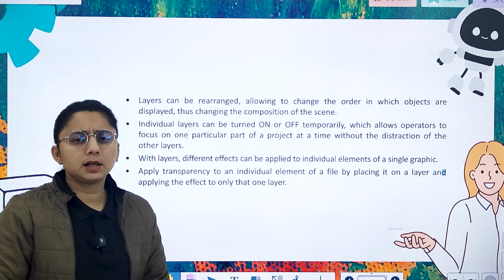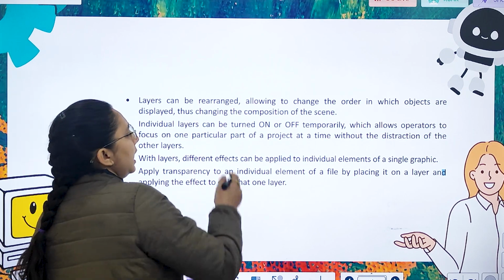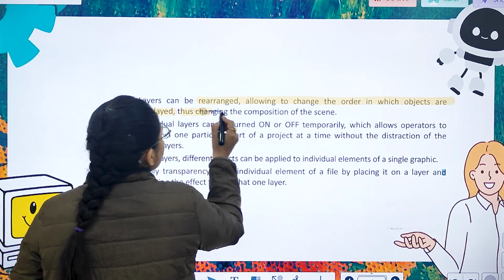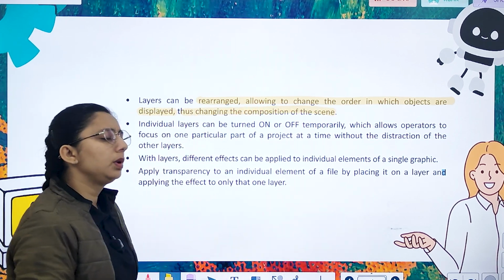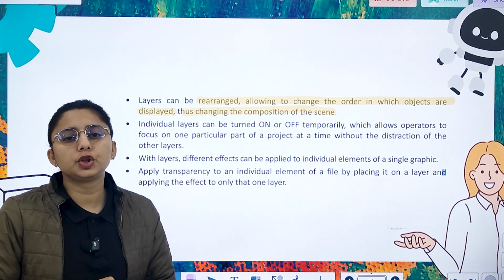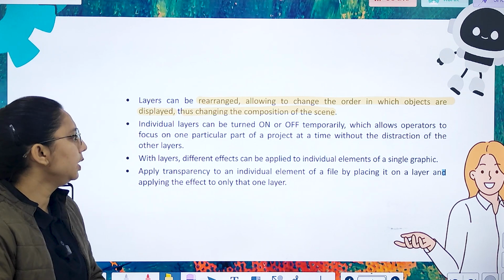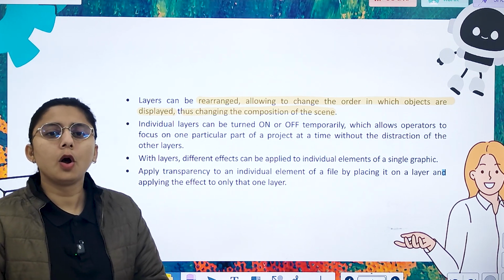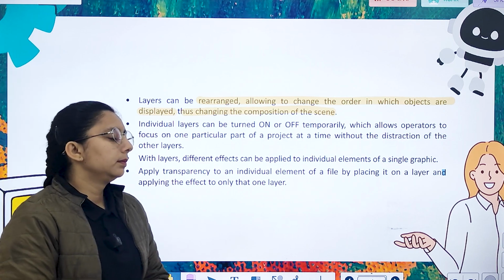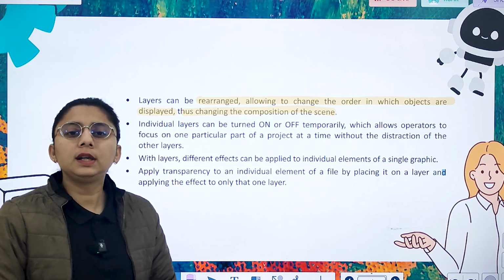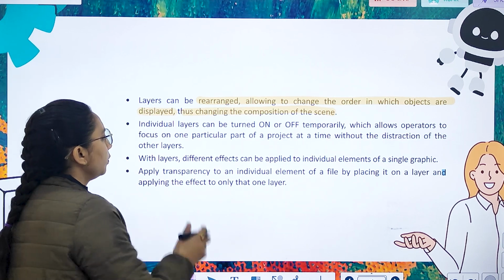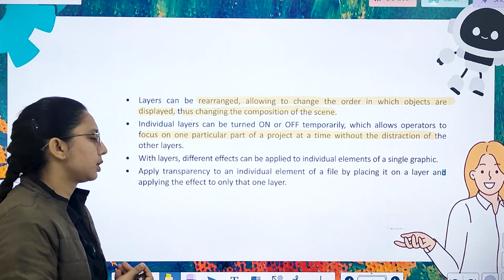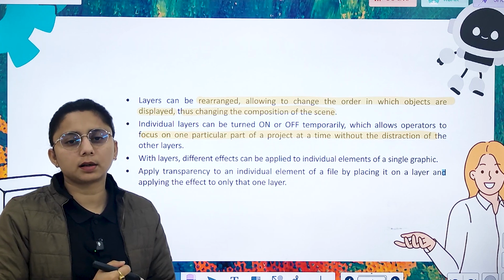Now, layers can be rearranged. You can rearrange them, allowing you to change the order in which the objects are displayed and change the composition of the scene. Next, individual layers can be turned on or off, but only temporarily. This allows operators to focus on one particular part of the project at a time without distraction, so that you may not get distracted.